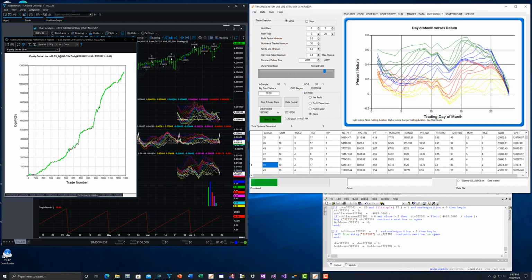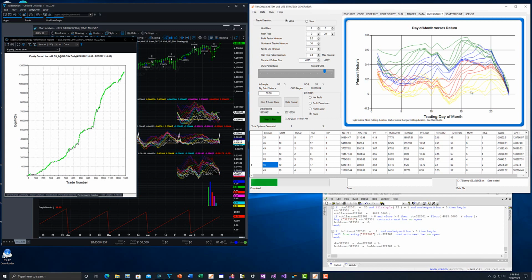Likewise, day of month for every month has a particular type of descriptive statistic. Here shows the percent return versus trading day of month. This is trading day of month, not calendar day of month. So there's 22 or 23 trading days per month. As we can see in the middle of the month, around trading day of month 13 is a good time to short the market using a short holding period.